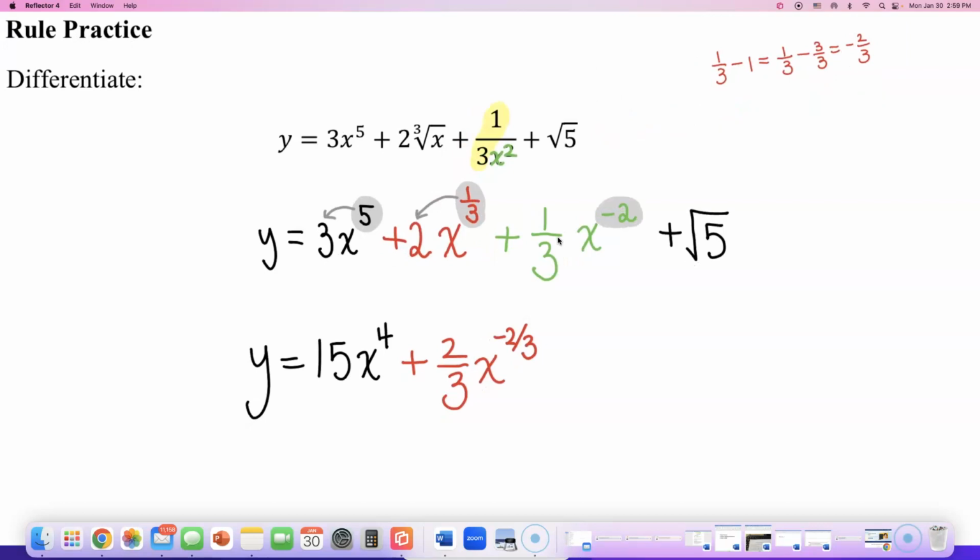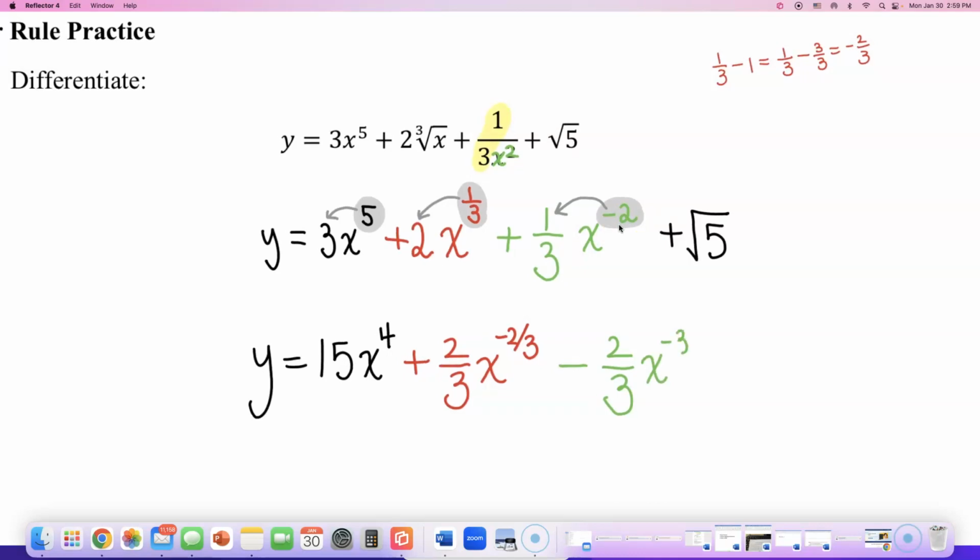Alrighty. Let's do the third term that I wrote down in green. This -2 will come down to the front, right? And it's gonna multiply with this 1/3. So what is 1/3 times -2? -2/3. And go down 1 from -2. That will be -3. Now, you can find the derivative of square root of 5, but that's just 0. So you can do plus 0, or you don't have to write it. And I would just stop there.